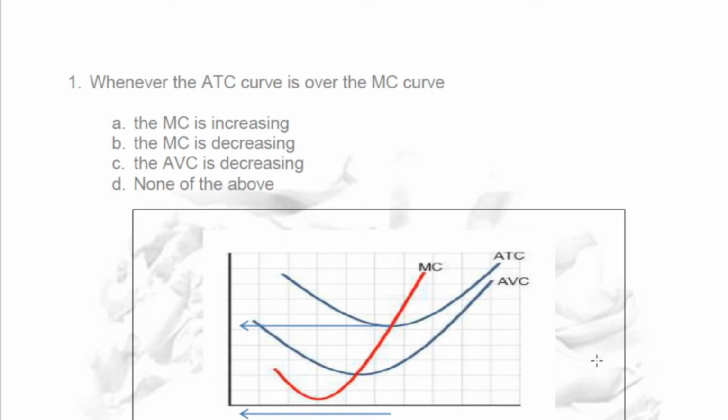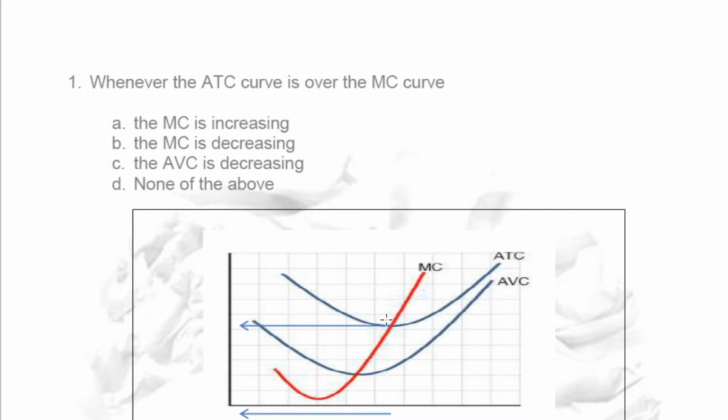The typical graph is this one. It is very useful to understand this type of questions and to try to answer them correctly. When the average total cost curve is over the marginal cost curve, it happens until this level of Q, that it should be here, okay? Until here, the average total cost is here, while the marginal cost is here. The average total cost curve is always above the marginal cost.